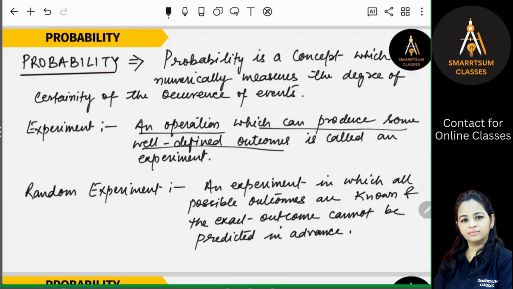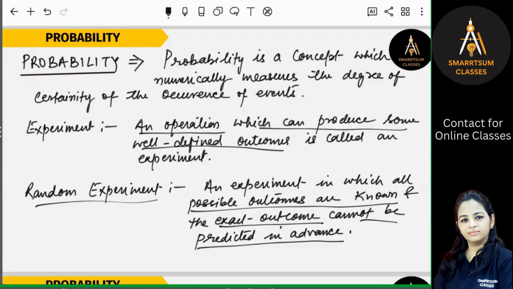But what is a random experiment? What is the meaning of a random experiment? A random experiment is one in which all the possible outcomes are already known. We already know what the possible outcomes can be, but the exact outcome cannot be predicted in advance. You know the possible outcomes of that random experiment, but the exact outcome cannot be predicted in advance. That is a random experiment.